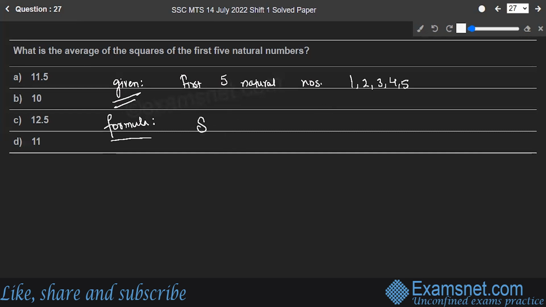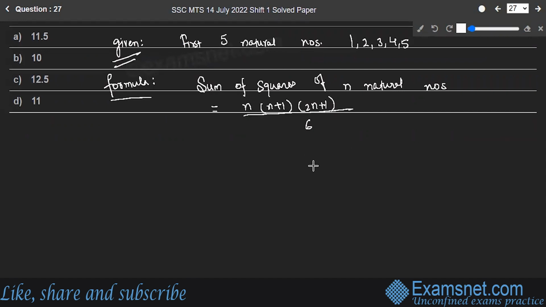Okay, so the sum of squares of n natural numbers is given by n into n plus 1 into 2n plus 1, whole divided by 6. Okay, so for the sum of squares of the first 5 natural numbers, n in our question is what? 5, because we have to find the sum of squares of the first 5 natural numbers. Nothing much to do, you just have to fill in the formula.